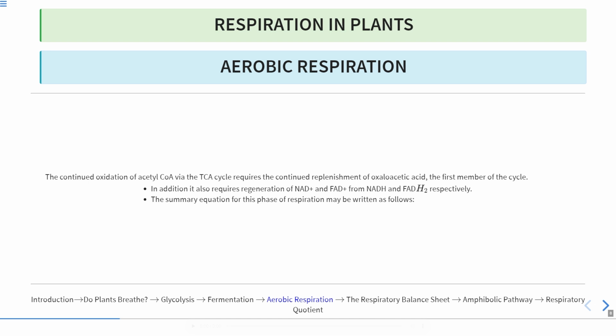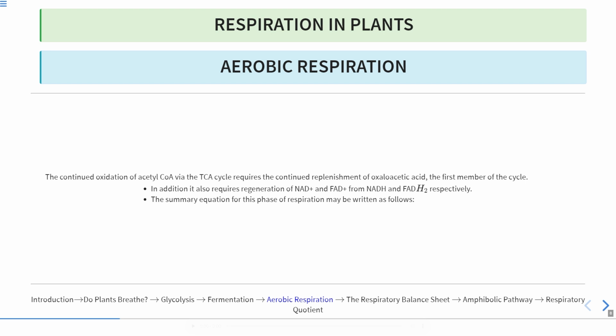So the continued oxidation of acetyl coenzyme A via the tricarboxylic acid cycle requires continued replenishment of the oxaloacetic acid, the first member of the cycle. This is the end of the citric acid cycle, the formation of oxaloacetic acid, and it is only this compound that combines with the incoming acetyl coenzyme A. In addition, it also requires the regeneration of NAD and FAD from NADH2 and FADH2 respectively.